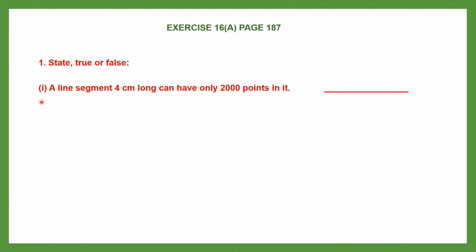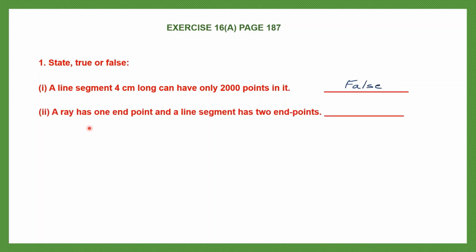State true or false. The first statement is, a line segment 4 centimeters long can have only 2000 points in it. This statement is false because a line segment, whatever the length is, can have an infinite number of points in it. So you can't give it a number and say it has only 2000. It has an infinite number of points on it. So let's write this statement as false.